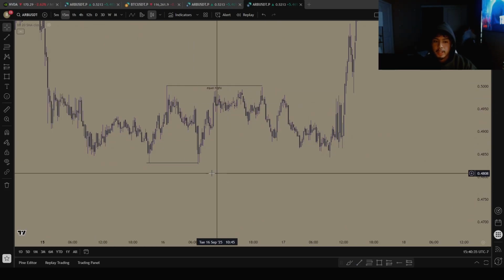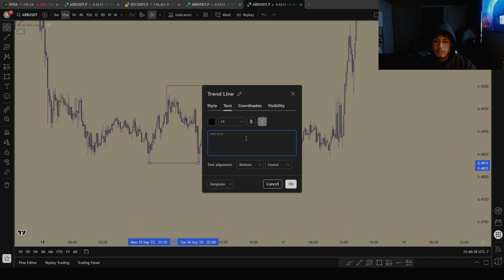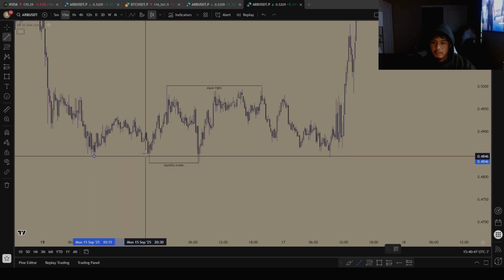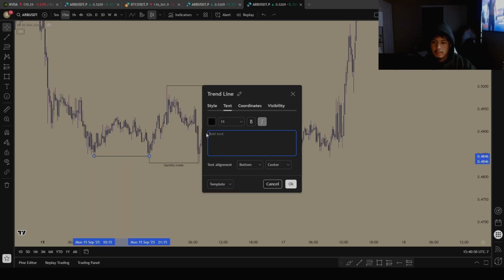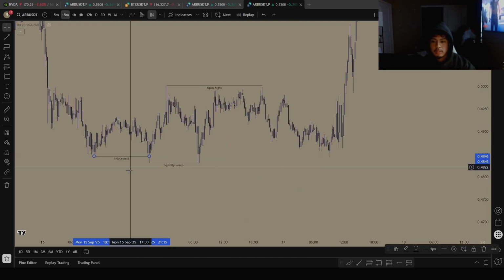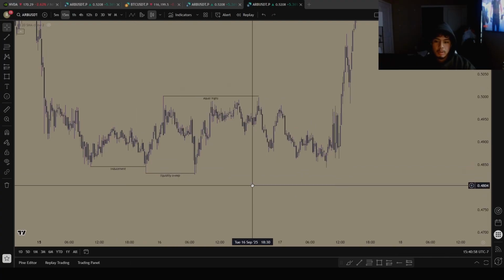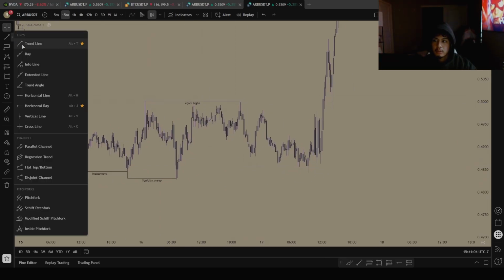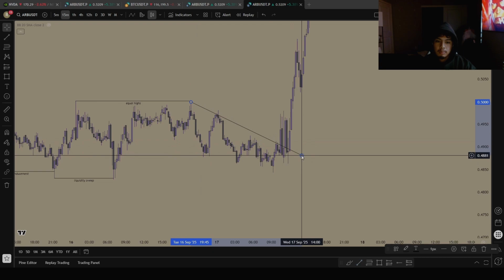It looks like right here, this is really important. This right here is your liquidity sweep. This right here is inducement. Okay, inducement, early buyers. Liquidity sweep, take out the early buyers. Okay, right here, equal highs, generating liquidity. Right here, draw a trend line. Right, you're breaking this trend line.